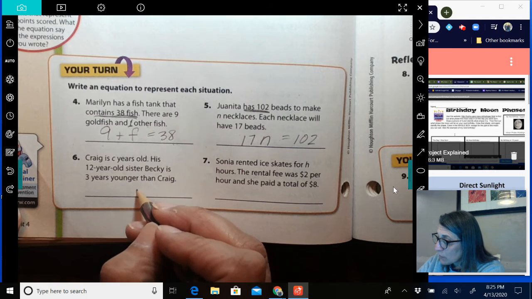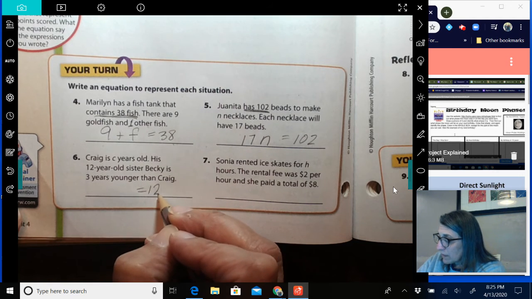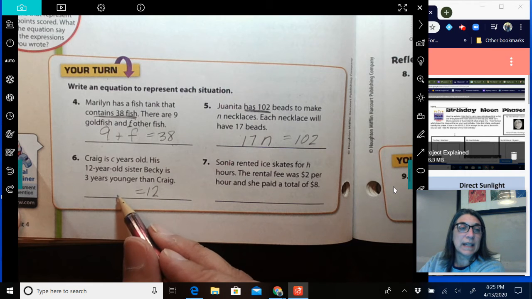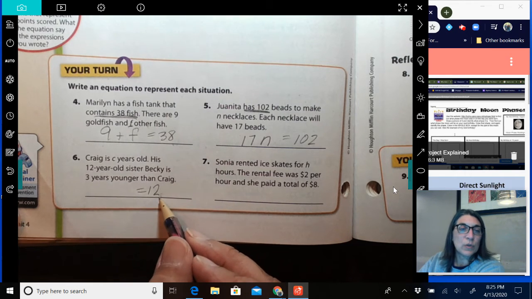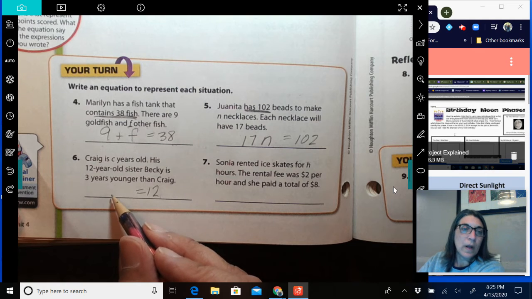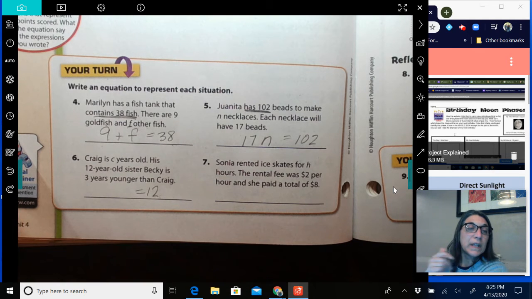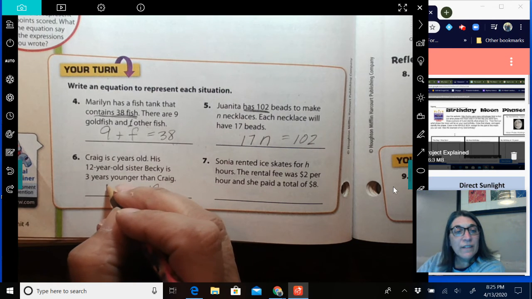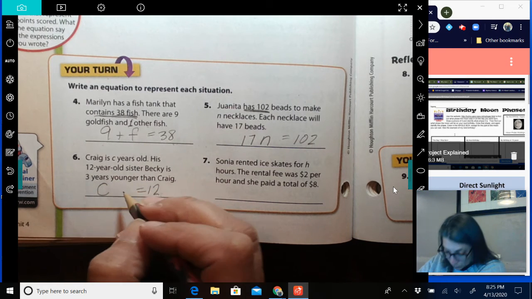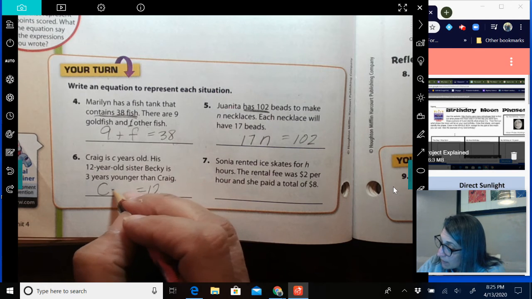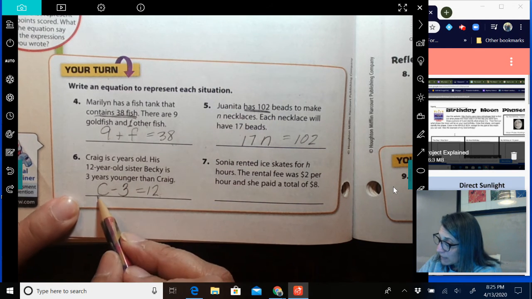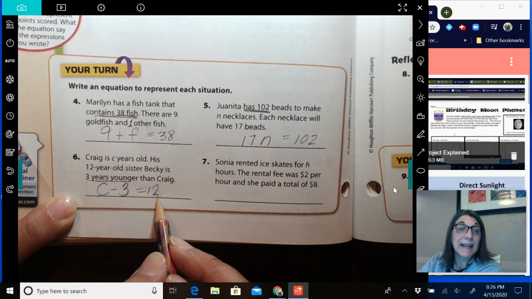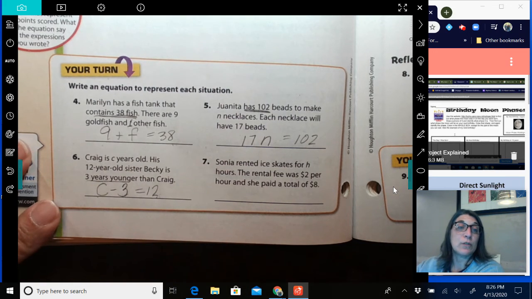So since I know his sister's 12, this side of my equation needs to be equal to this side. I know she's 12, but Craig is not 12, okay? But Becky is 3 years younger. So if C represents Craig's age, wouldn't I just do C minus 3? Take Craig's age, Becky is 3 years younger, take away those 3 years, and I would get Becky's age. Okay, so that was kind of tricky.